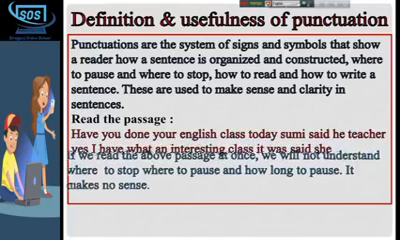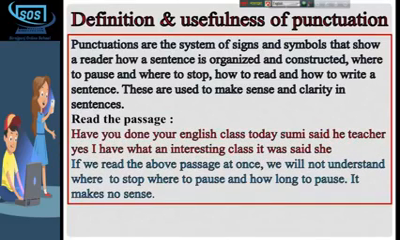Students, if we read the above passage at once, we will not understand where to stop, where to pause, and how long to pause. It makes no sense. So, to make a good sense or clear sense, you need to use punctuation marks in the right place.